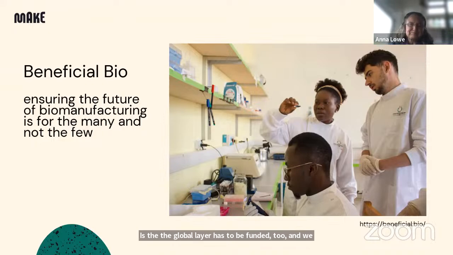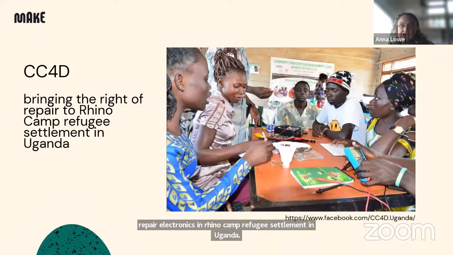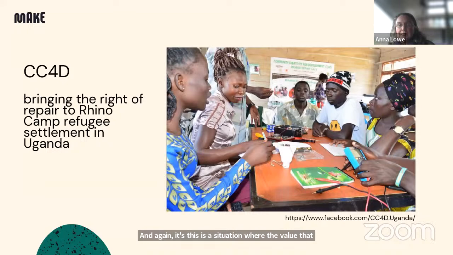Another one is CC4D, Community Creativity for Development, which runs repair cafes and workshops and trainings on how to repair electronics in Rhino Camp refugee settlement in Uganda. Again, this is a situation where the value that they're generating for society is really clear. There are huge numbers of mobile phones that break, and people need to be able to repair them. The ability of those people to pay for that is very, very limited. So again, they've had challenges with their business model.